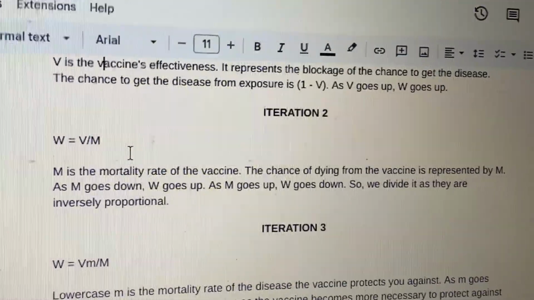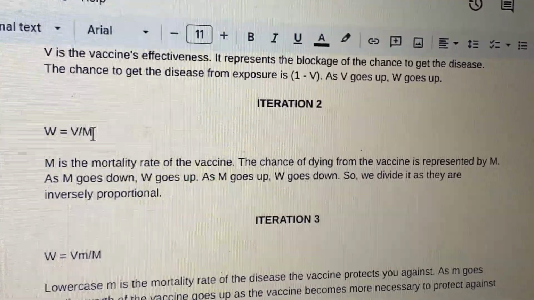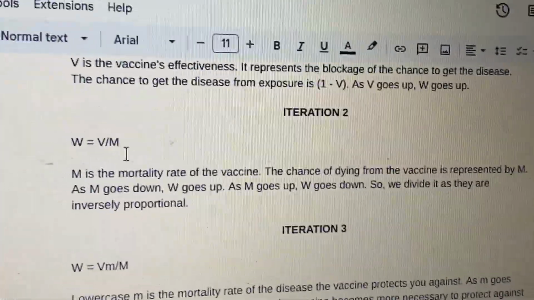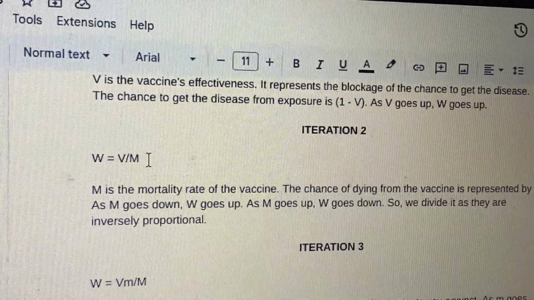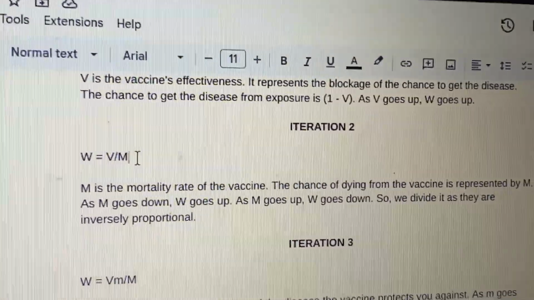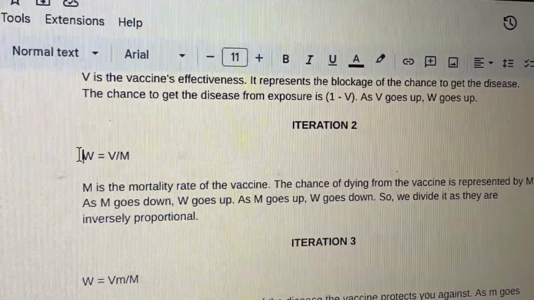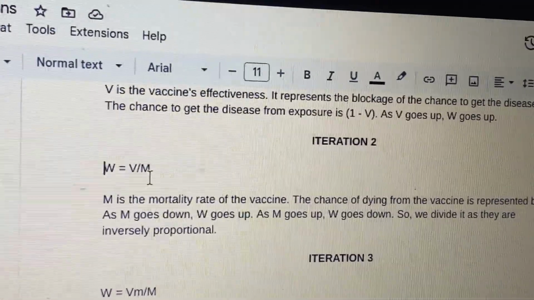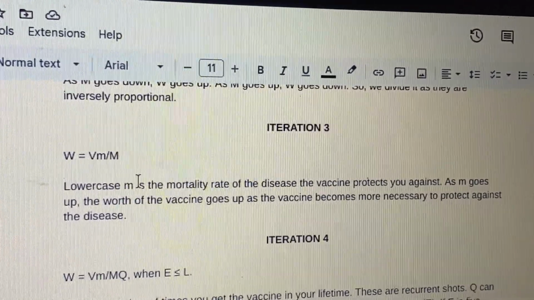So if you had a 1 in 10 chance of dying from the vaccine, V over M would be 0.1. So that's a multiplier of 10. But if you have a chance of dying from the vaccine, let's say 100%, it's going to be V over 1, which would just give you that value.